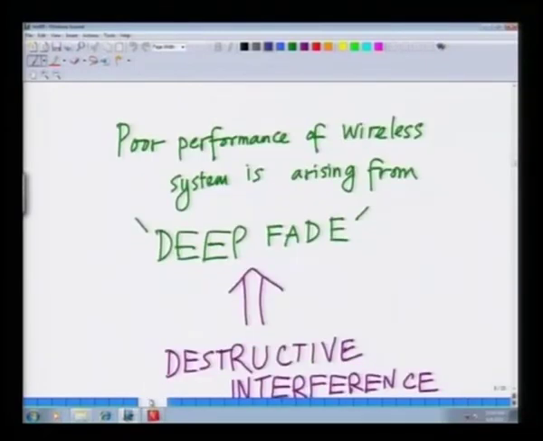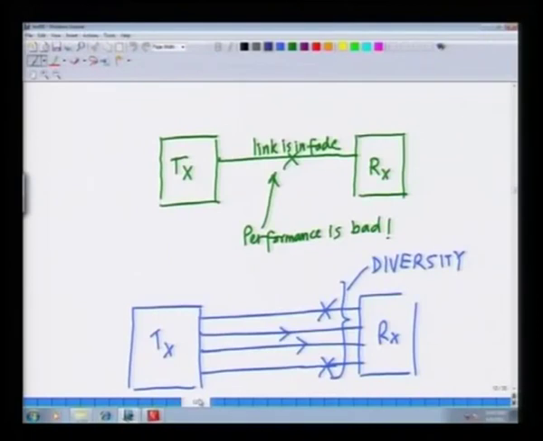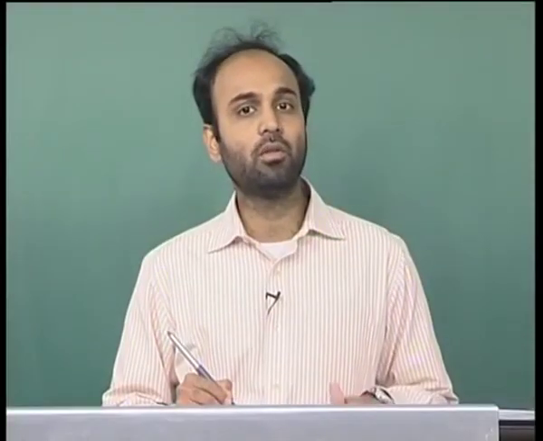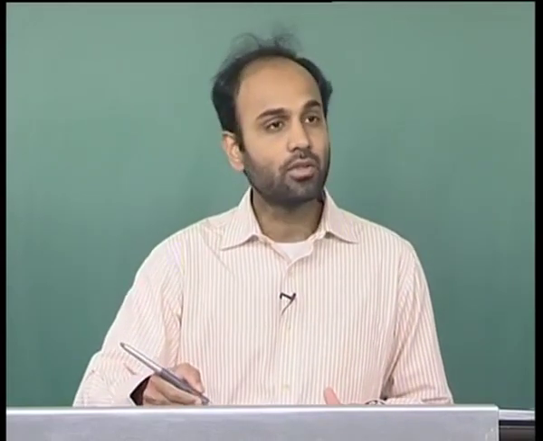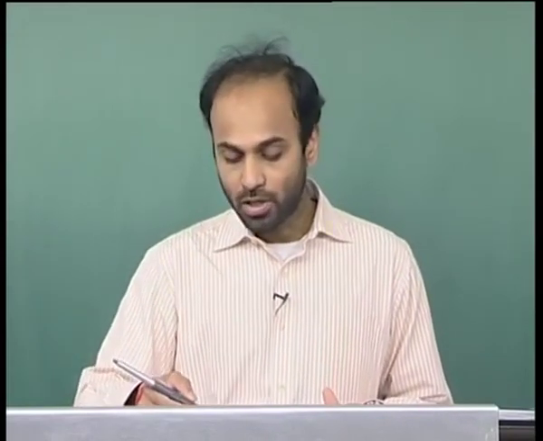We also said deep fade is nothing but the probability of destructive interference, and we want to tackle this problem, which is arising due to fading. We said we want to solve this problem to improve the performance of a wireless communication system, and we realized that the solution is to introduce multiple links.